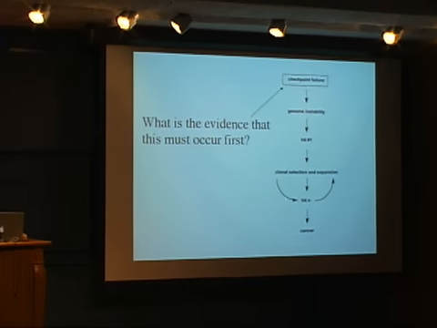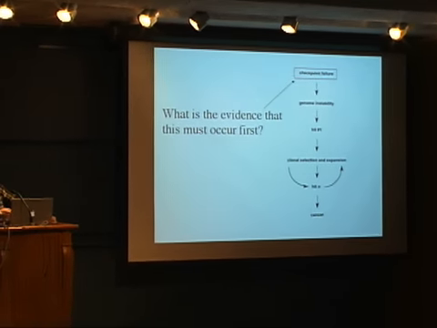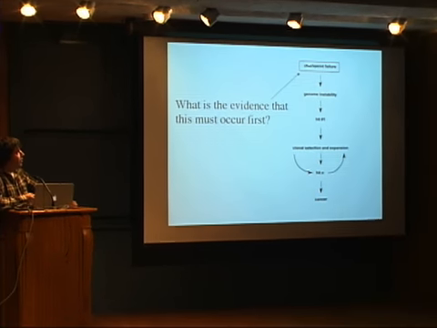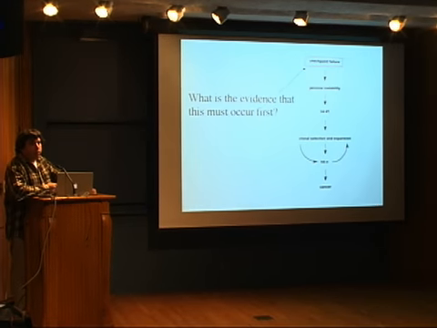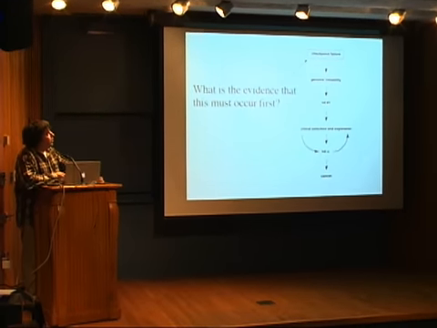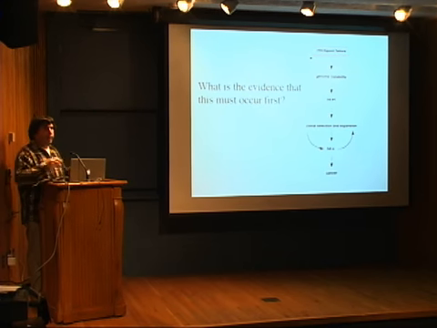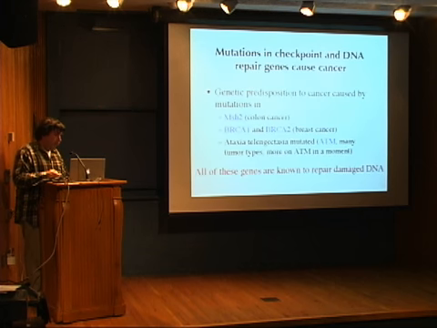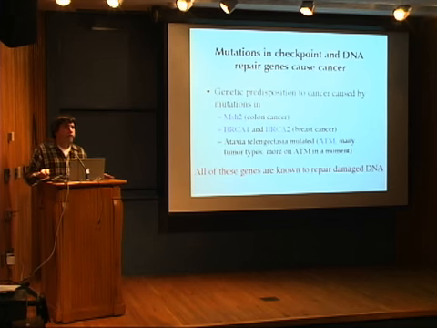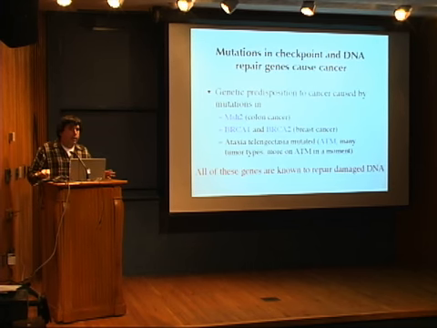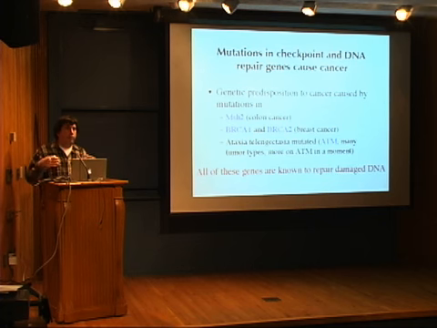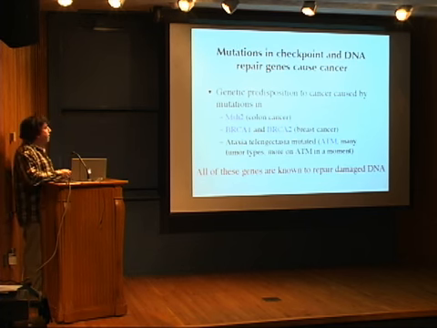So that's the theory, and then what is the evidence that a failure in checkpoint control is really a critical or sort of the initiating event in getting the ball rolling here? Well, that evidence is very persuasive, and it comes largely from looking at human genetic diseases that confer a predisposition to cancer. And I've listed a couple of them here.